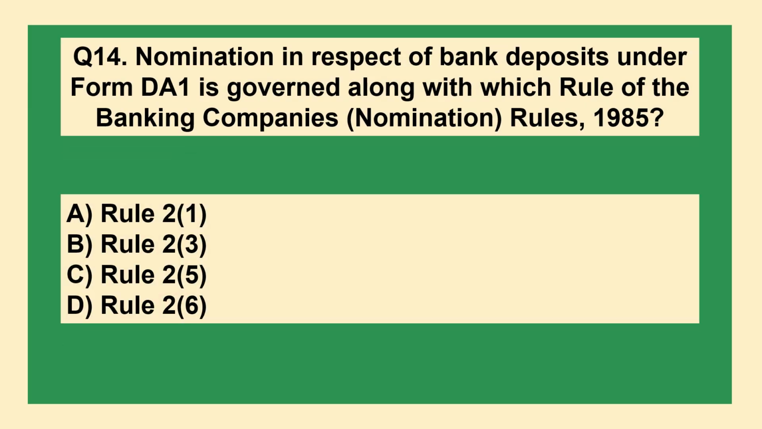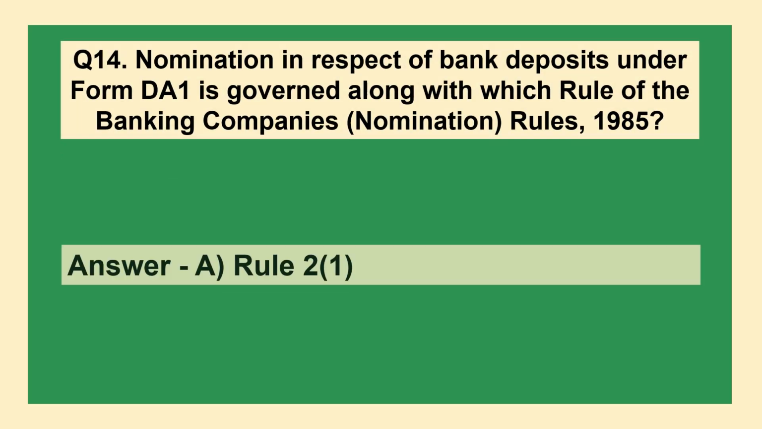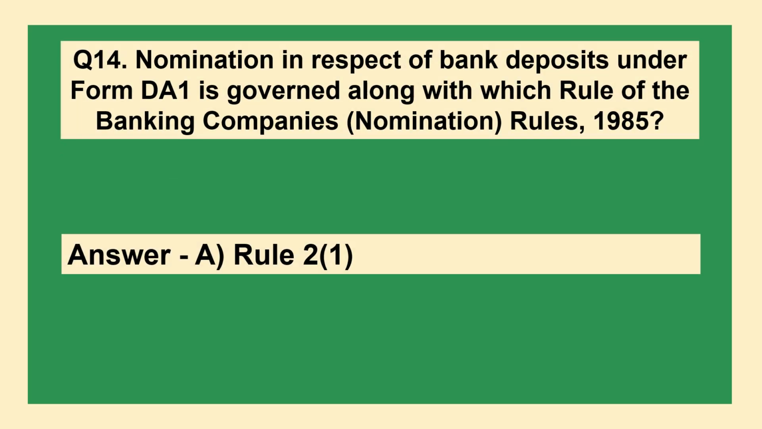Question. Nomination in respect of bank deposits under Form DA1 is governed along with which rule of the Banking Companies Nomination Rules 1985? Option A, Rule 21. Option B, Rule 23. Option C, Rule 25. Option D, Rule 26. Correct answer is option A, Rule 21.